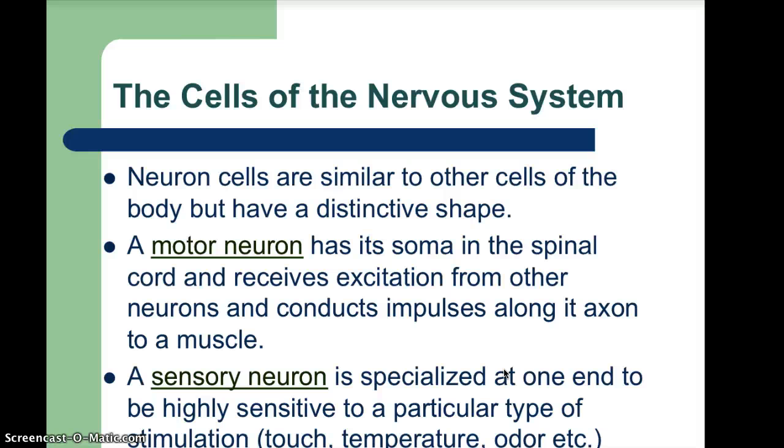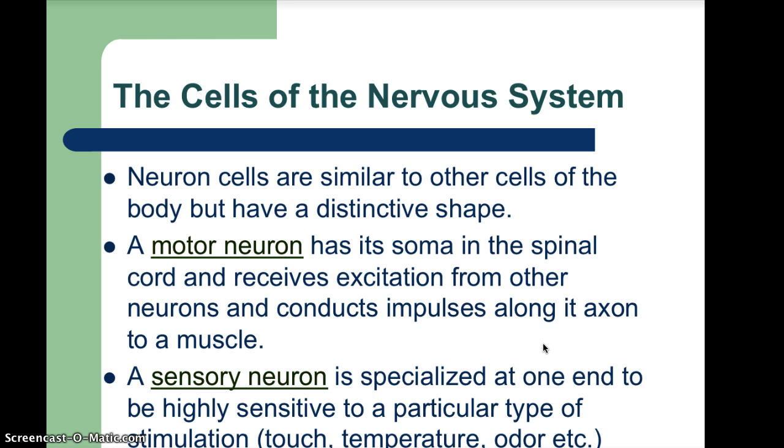So the motor neurons generally have the cell body in the spinal cord, and they're getting information, excitatory information, from other neurons, and the action potentials, or the nerve impulses, are going to go along its axon to a specific muscle.